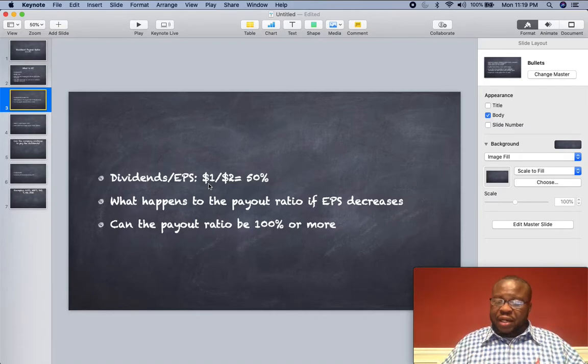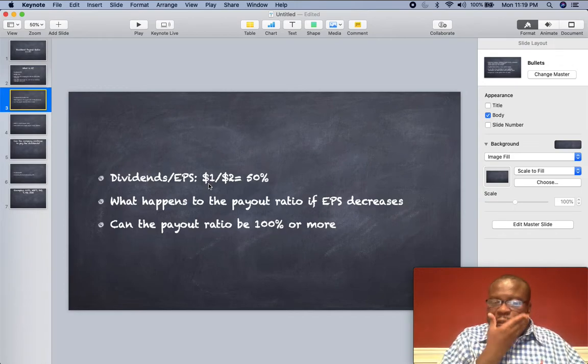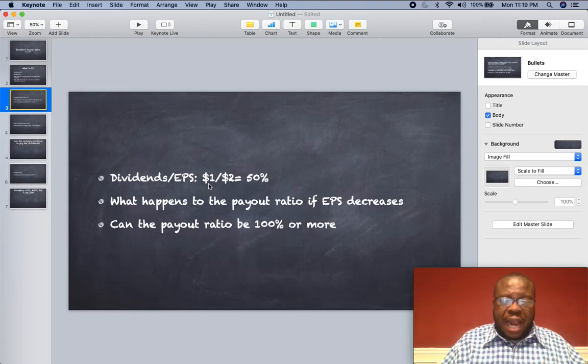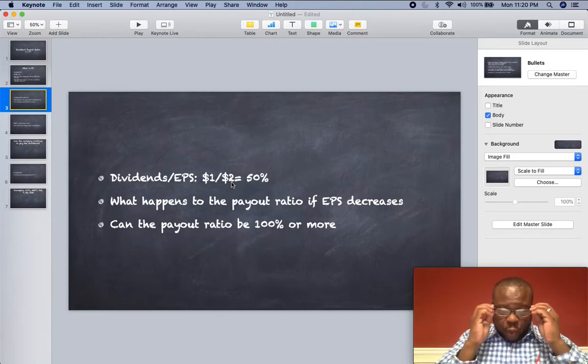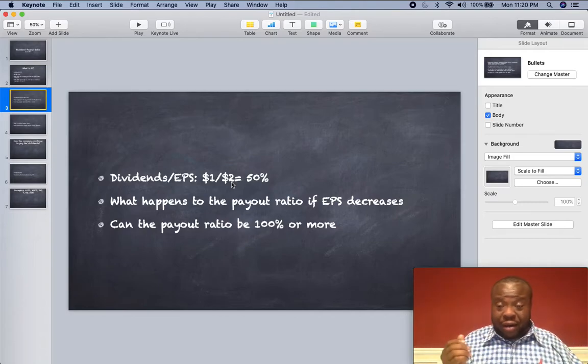There's nothing left over. There's no margin. That's the equivalent of an individual living, say, paycheck to paycheck, meaning everything comes in, they're spending 100% of what they make. That'd be the equivalent. So can the payout ratio be 100% or more? Absolutely. Now, let's say the dividend is $1, and the earnings drop from $2 to 50 cents. Now, $1 divided by 50 cents is going to be 200%. So yes, the payout ratio can be 100% or greater.